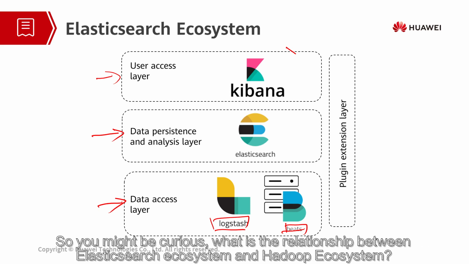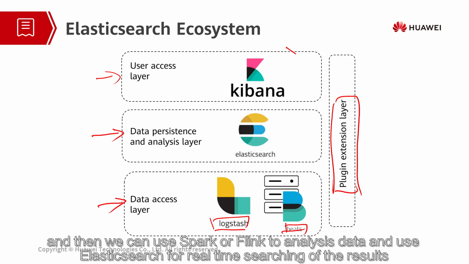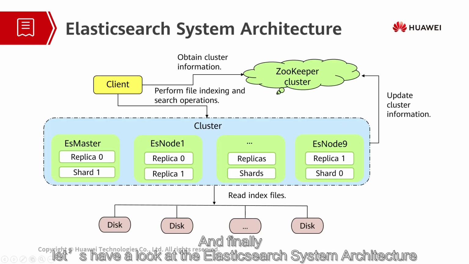So you might be curious, what is the relationship between Elasticsearch ecosystem and Hadoop ecosystem? Here, in fact, we can use some plugins to connect Elasticsearch together with Hadoop, and then we can use Spark or Flink to analyze data and use Elasticsearch for real-time searching of the results. And finally, let's have a look at the Elasticsearch system architecture.